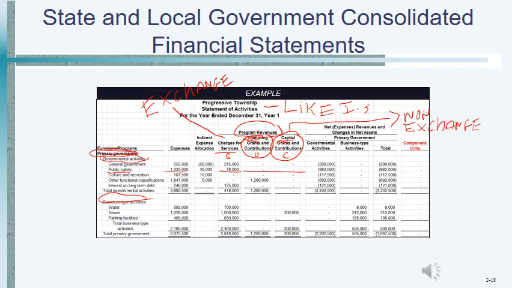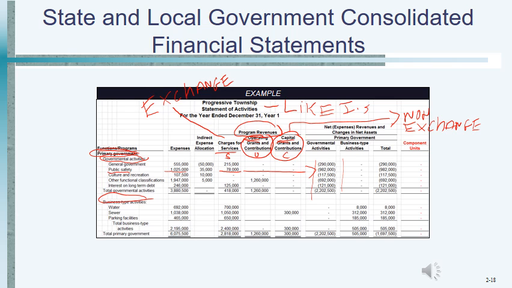Now look, they're helping defray the cost of all these government programs, but if you look, all of these programs show a negative amount, net expenses. All of these programs essentially lost money, didn't they? Okay, so remember, we're on the statement of activities. This is like our income statement. We've got our expenses, we've got our program revenues that are trying to defray the cost, our exchange charge for services, our non-exchange operating grants, capital grants.